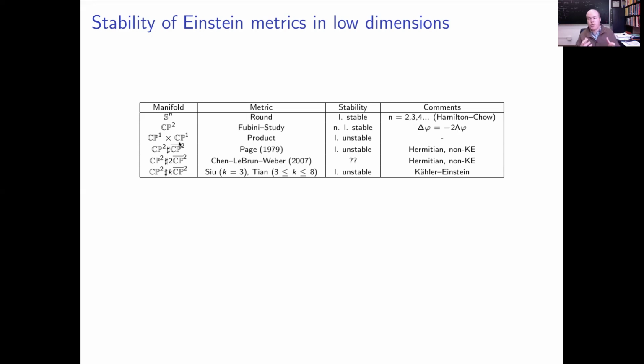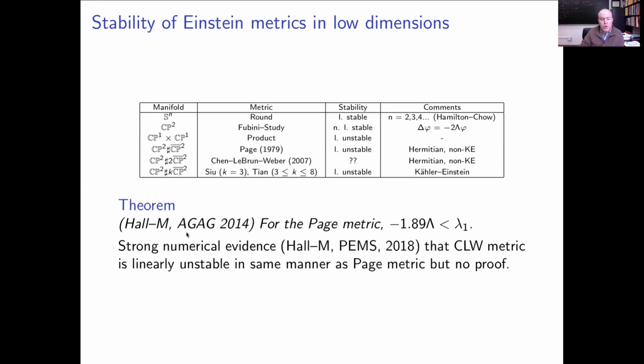CP1 cross CP1, or S2 cross S2, is a product, so that's trivially unstable. The Einstein metrics down here are due to Hsu and Tian. They have H11 bigger than 1, so they're trivially unstable. And then we have these other 2 metrics. A few years ago, together with Hall, we answered this question of Cao, Hamilton, and Ilmanen and showed that the first eigenvalue satisfies this bound, which in particular implies that the Page metric is linearly unstable, the first example of an Einstein manifold which is not a symmetric space that can be destabilized by this method.